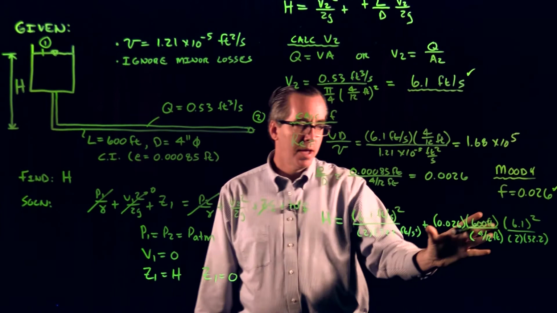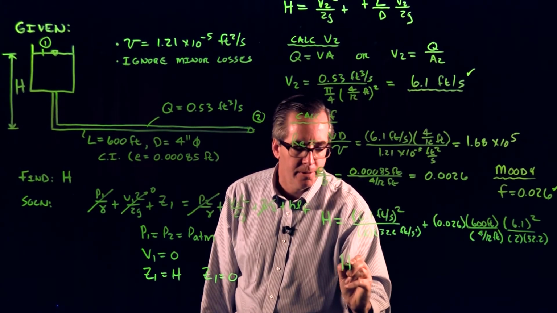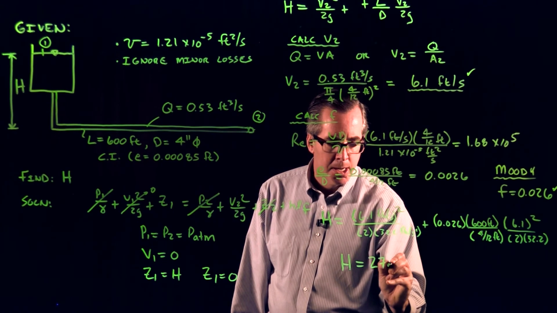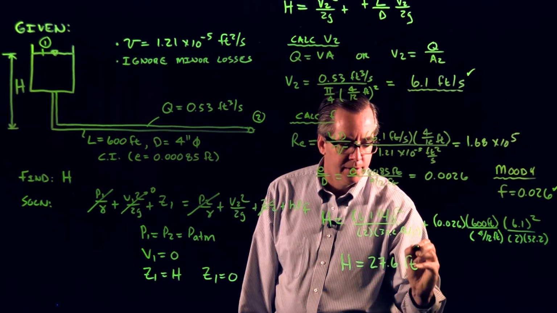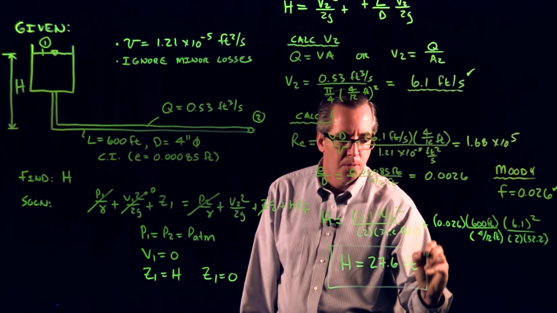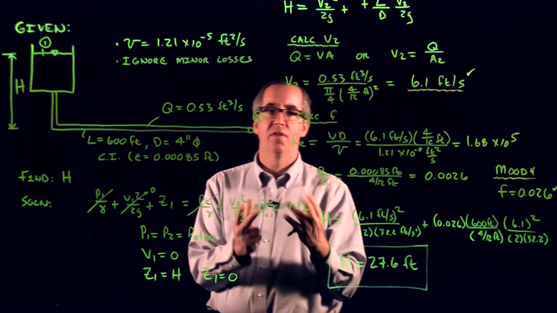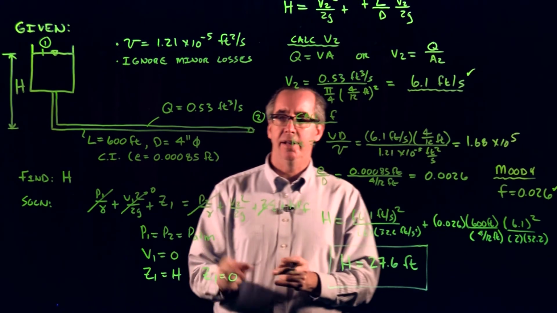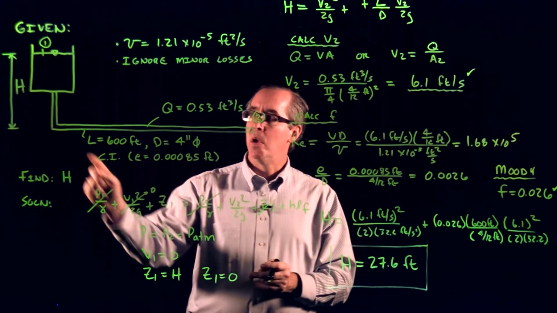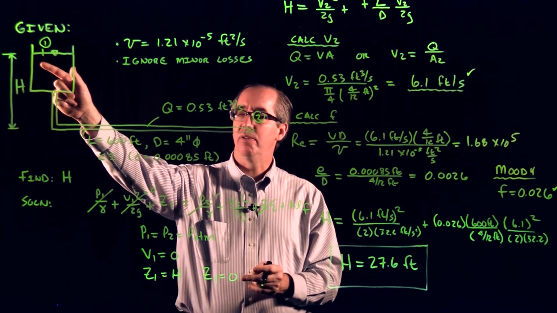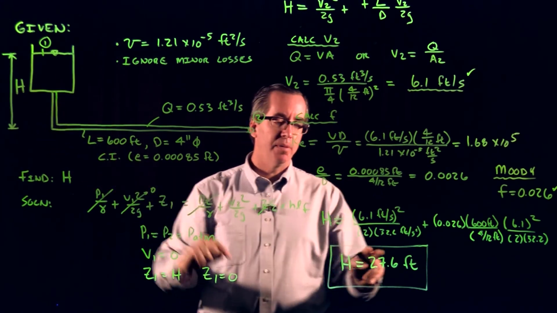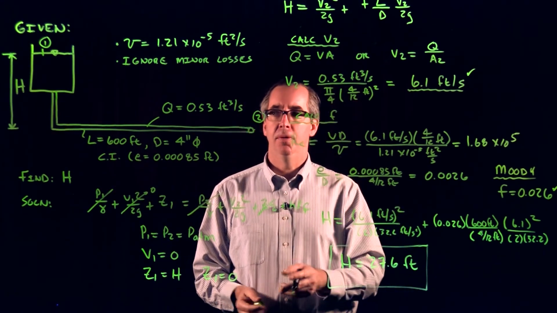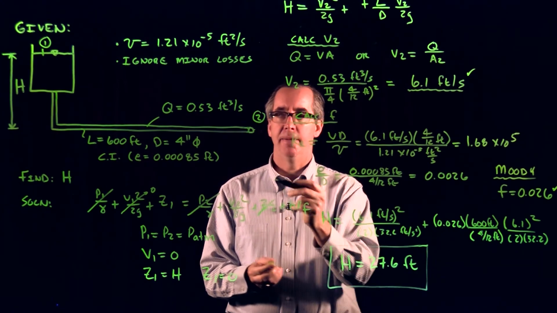When we plug this into our calculator, we come up with a final answer of 27.6 feet. So what we're saying is in order for us to deliver a flow of 0.53 through 600 feet of 4-inch cast iron pipe, the elevation of the water tank would have to be at 27.6 feet. And that concludes this example of a turbulent pipe flow application.